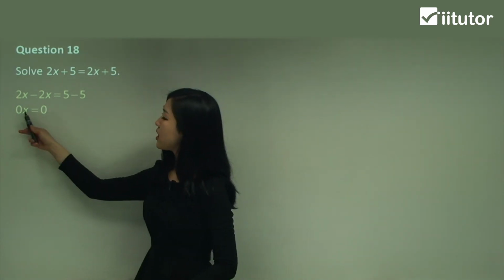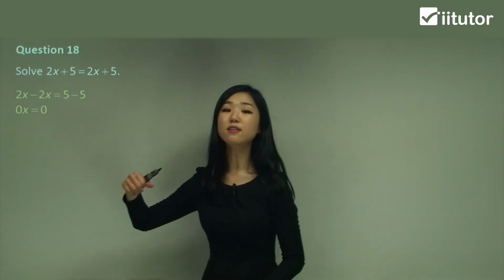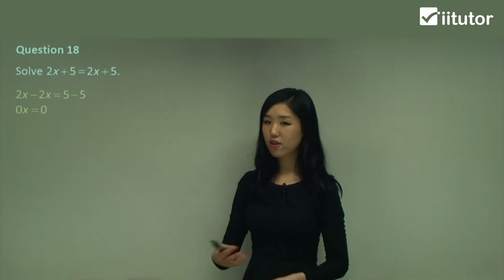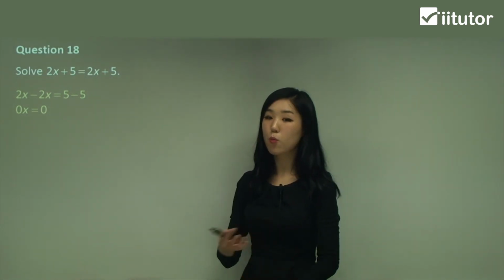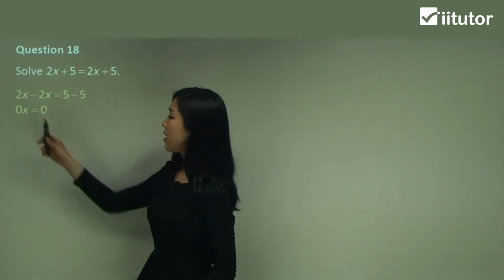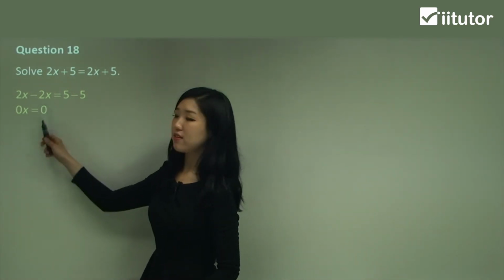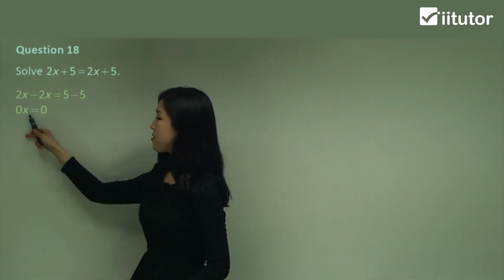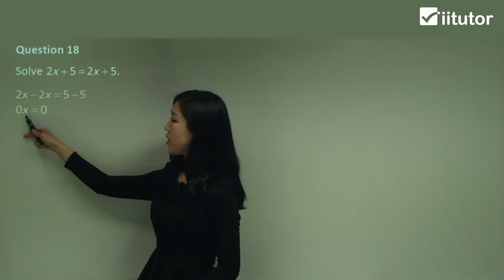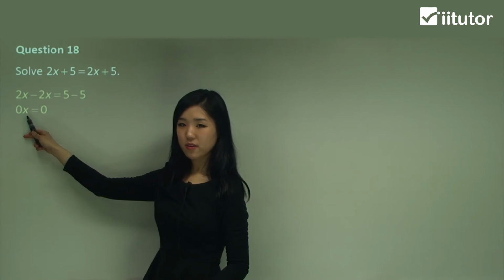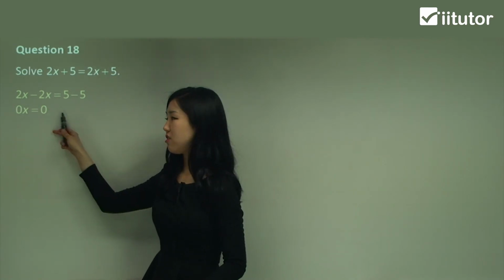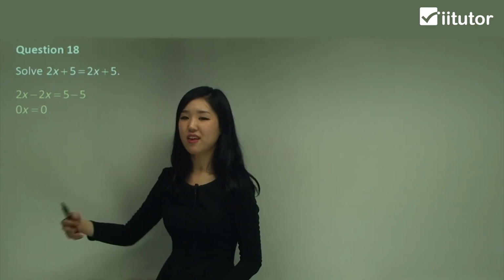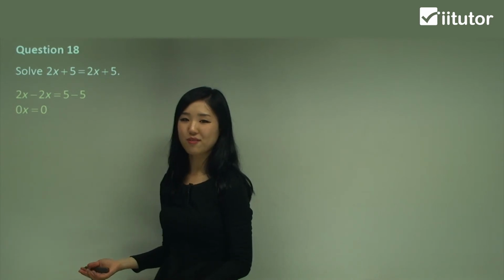Now remember what I said in the previous question? 0 times anything is 0. 0 times a million is 0, 0 times whatever is 0. So here, the solution is 0. So this one actually does make sense. 0 times something must be 0. So what can x be? Now, I don't want you to go ahead and do 0 divided by 0, because that will get you 0, or that won't really help.